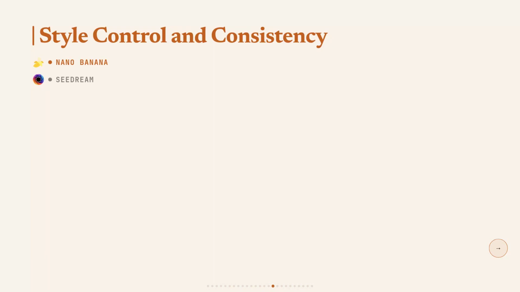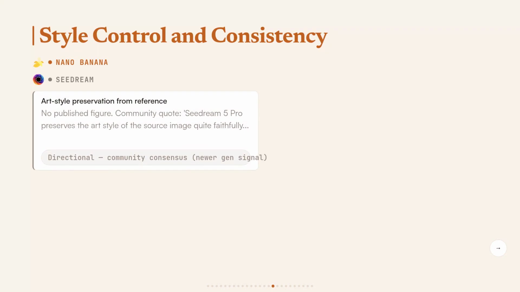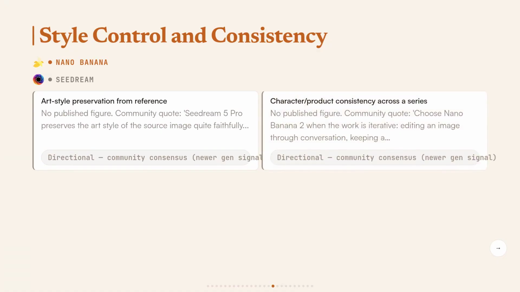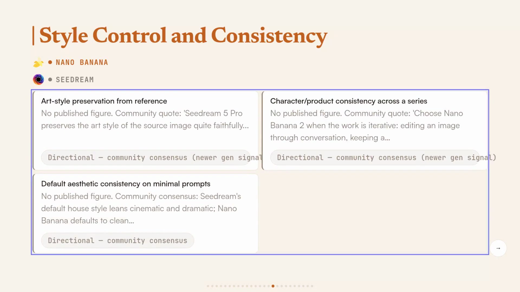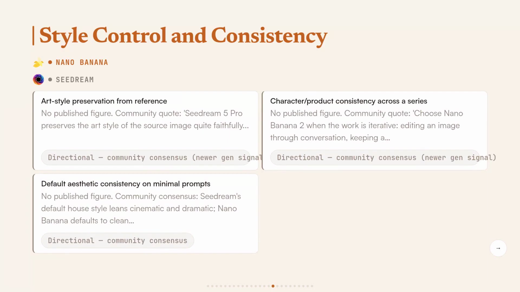Seedream 5 Pro preserves source illustration styles where Nano Banana 2 reportedly struggles to hold the painting style across edits. That's a directional signal from newer releases, rather than a measured head-to-head on the exact versions here. So I'd weight it accordingly. But the pattern showed up often enough that I'm confident calling it Seedream wins on reference image style fidelity.